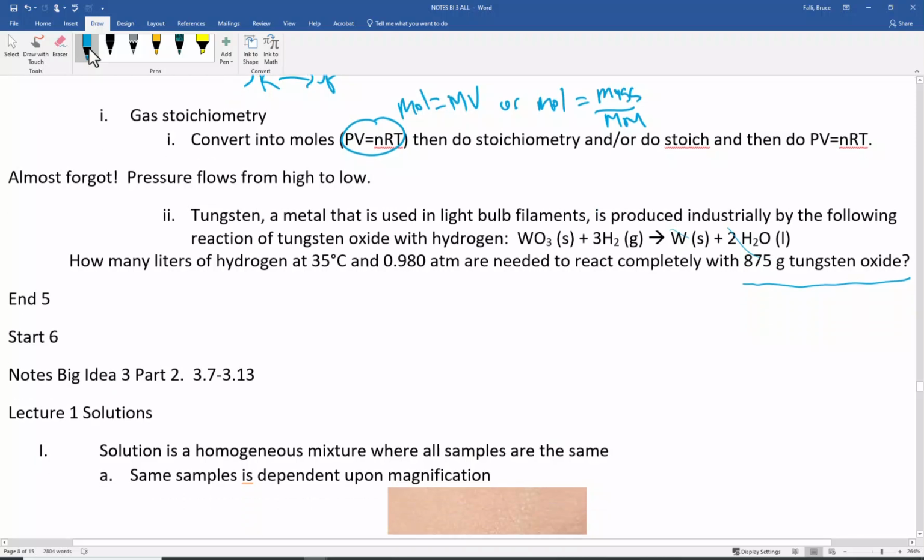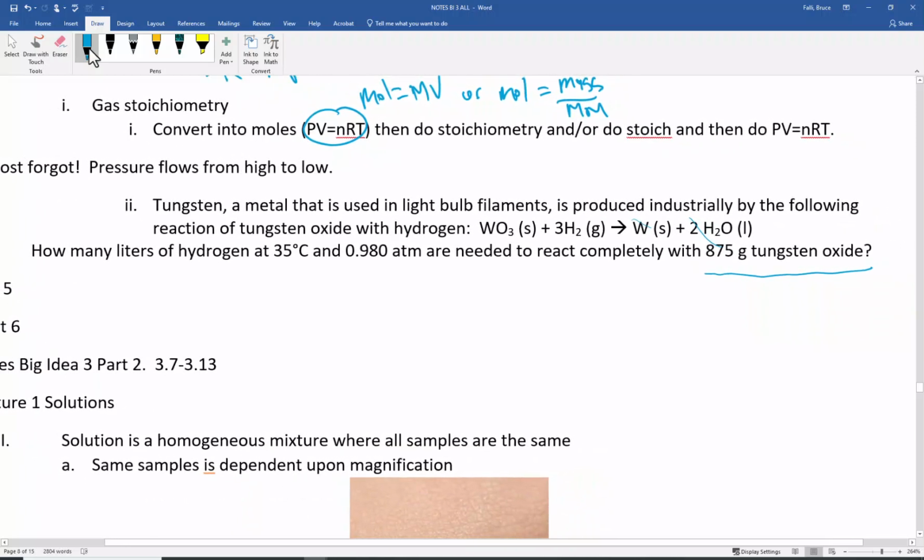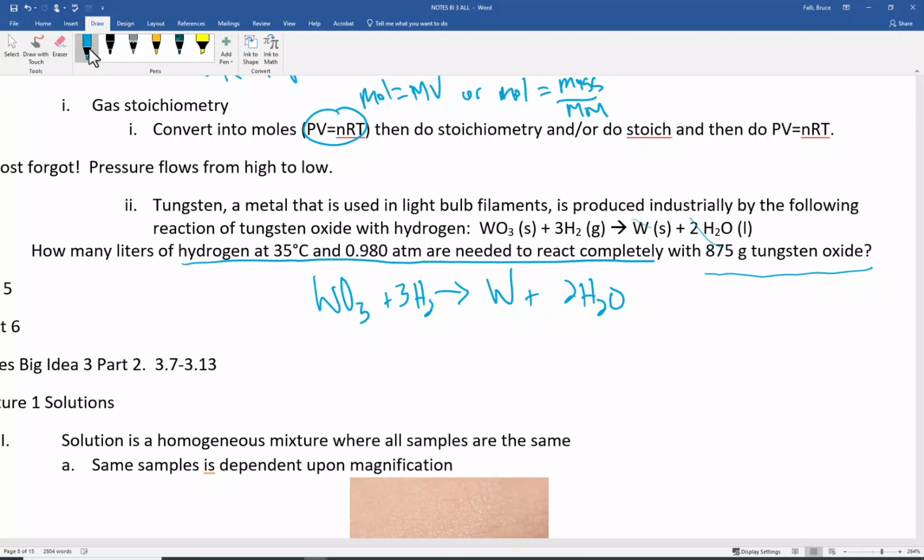Tungsten is a metal that is used in light bulb filaments. Is produced industrially by the following reaction of tungsten oxide with hydrogen. WO3, I already love this equation, plus 3H2 yields W plus 3H2O. How many liters of hydrogen at 35 and 0.98 are needed to react completely with 875 grams of tungsten oxide?